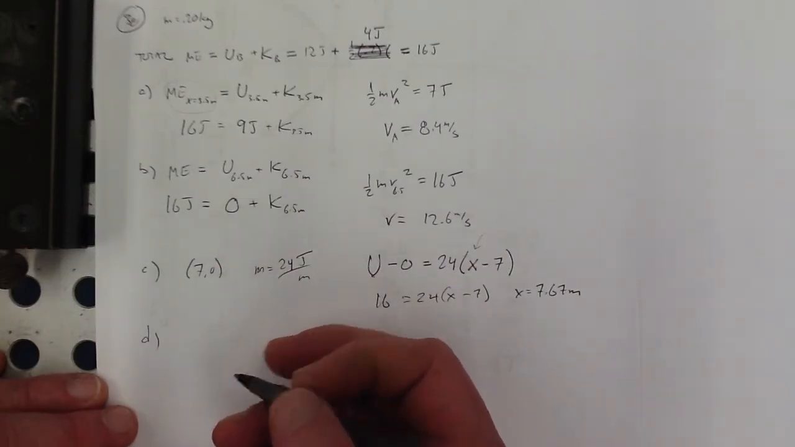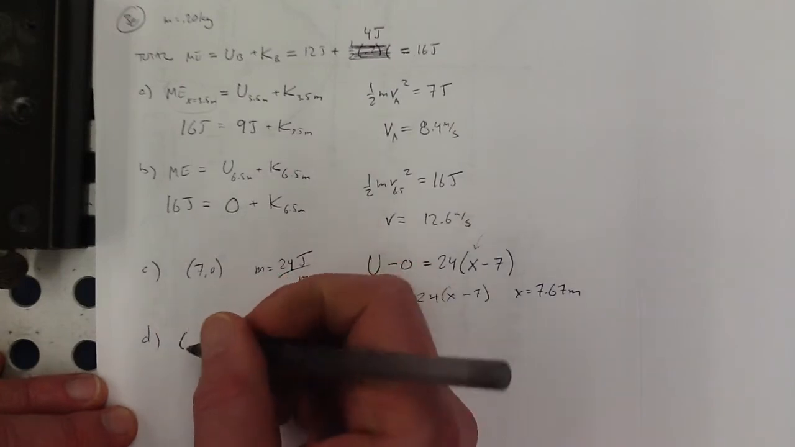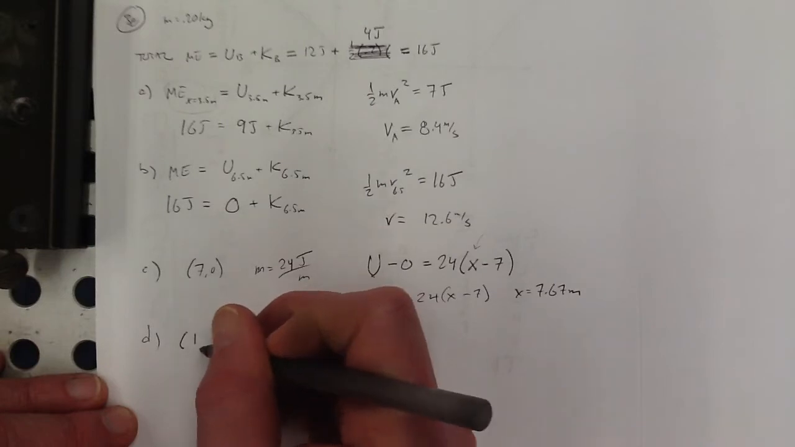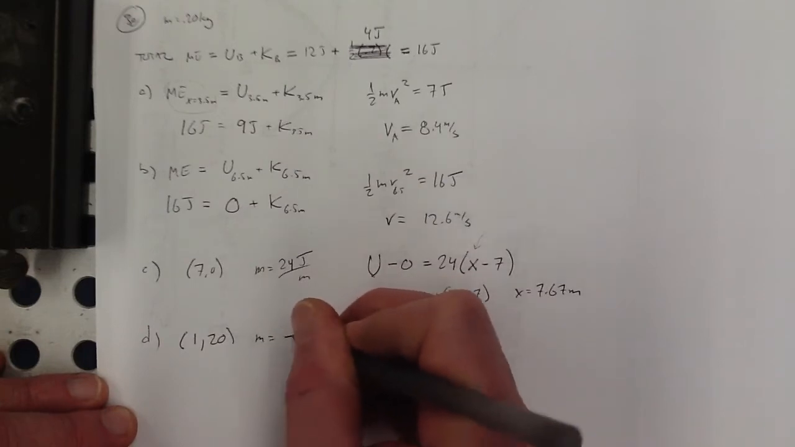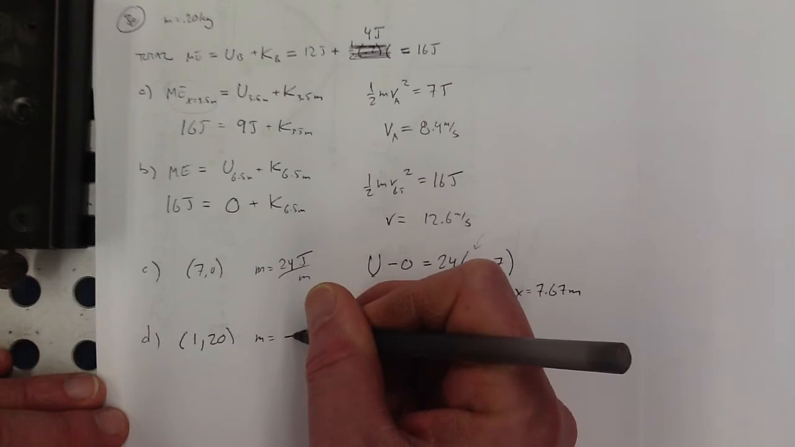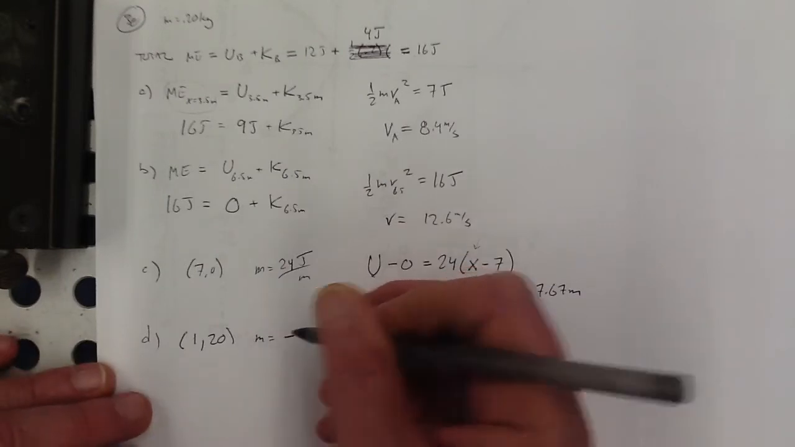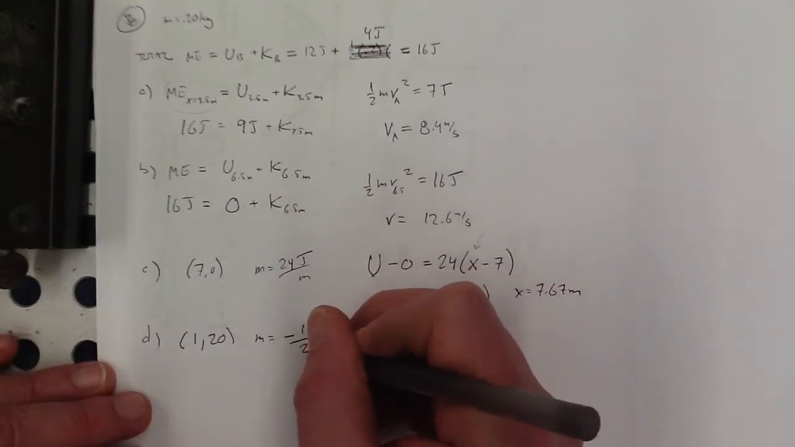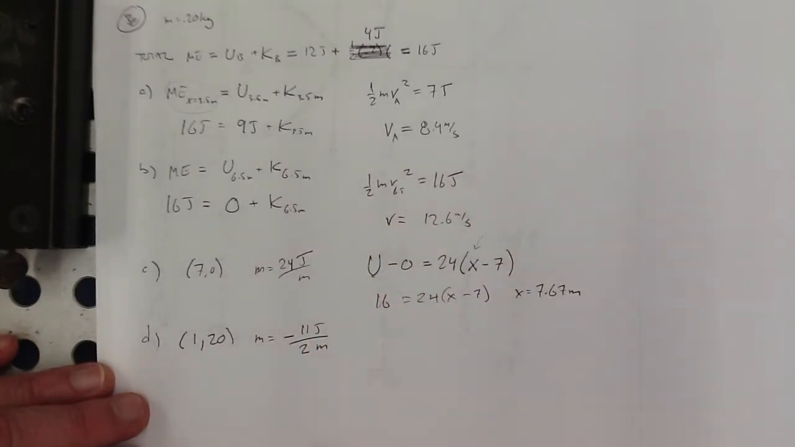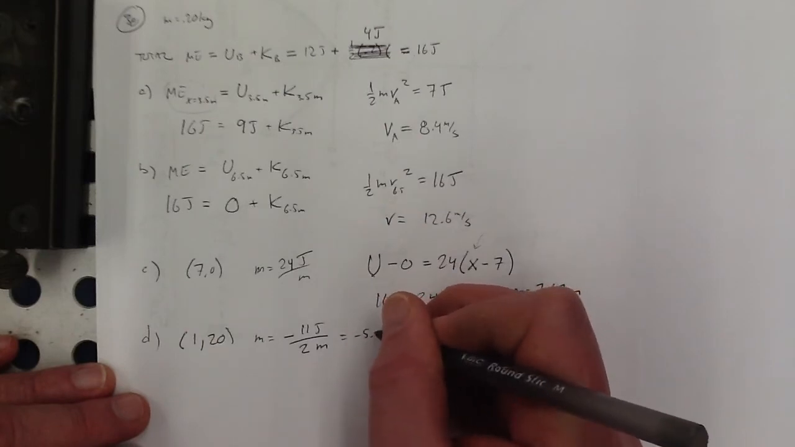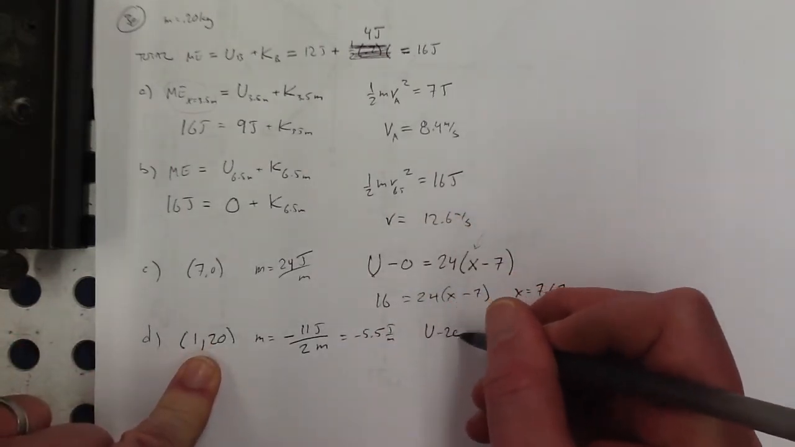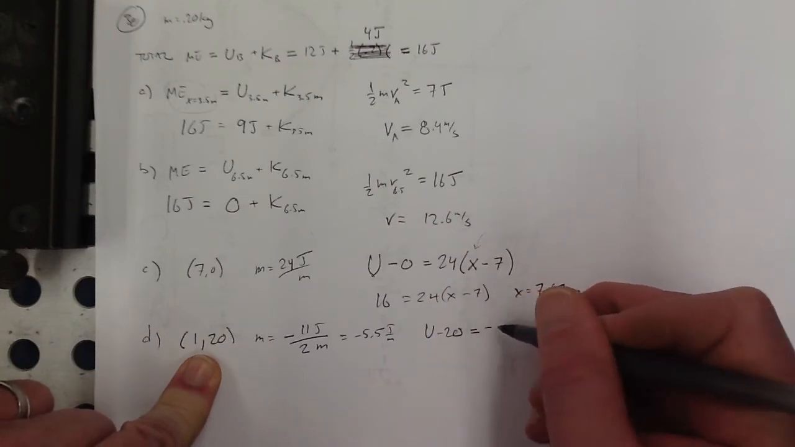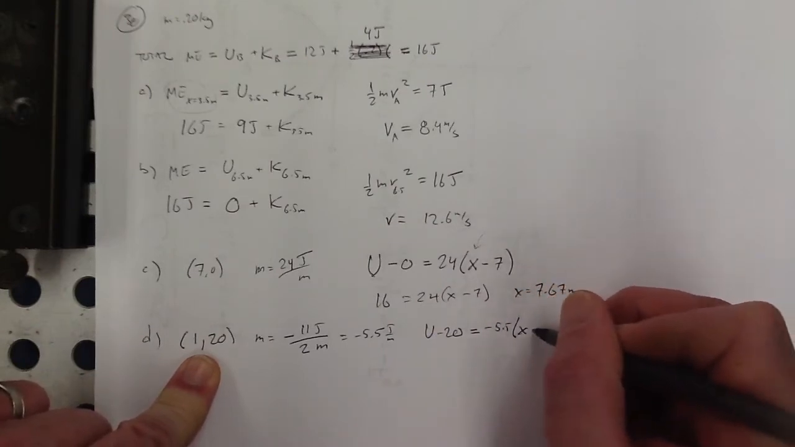So I need to find the equation for this line that goes through, how about the point 1, 20, and it has a slope of negative, let's see, the rise is negative, it goes from 20 joules down to 9, so negative 11 over 2, with negative 5.5 joules per meter for the slope. Okay, so my equation this time is going to be u minus 20 is equal to negative 5.5 times x minus 1.